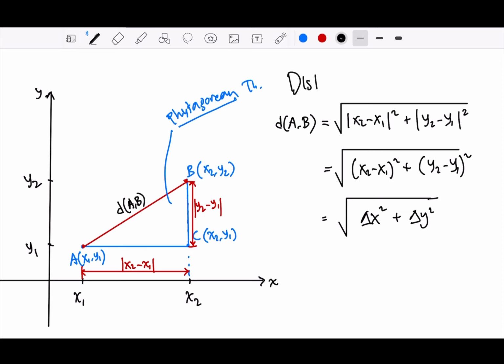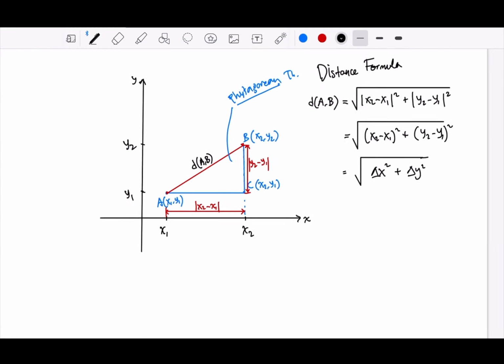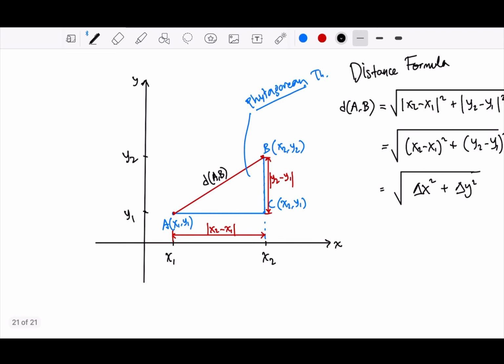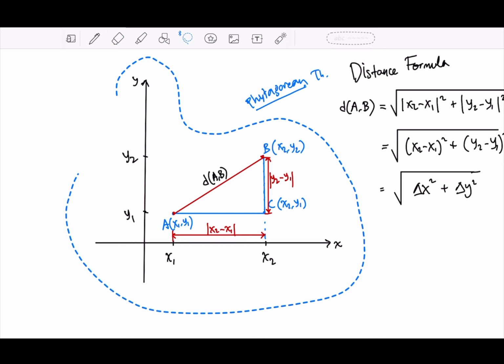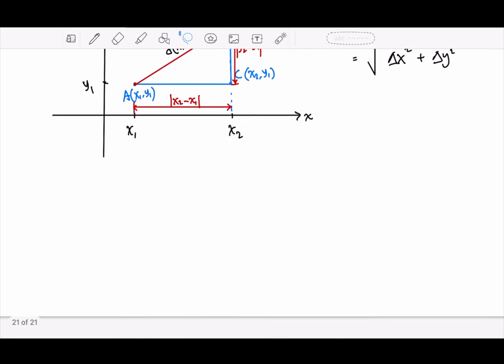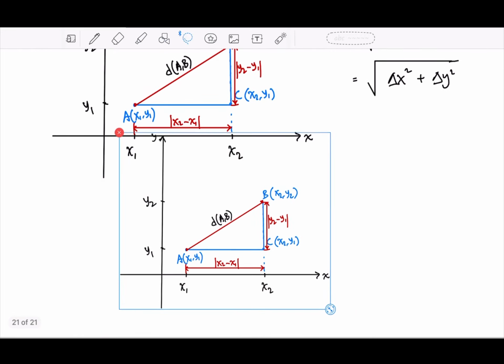The distance formula will probably be very helpful in our study of math, especially calculus later. When you learn calculus, you will become familiar with this distance formula. Okay, I don't think we need to have an example. Another thing in this distance formula: let me copy all this stuff and make another one below here, and make it a little bit smaller.